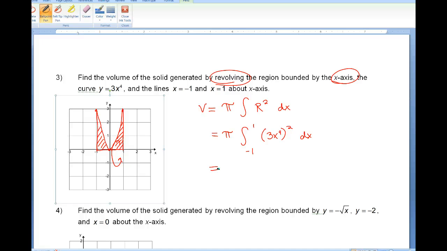Why is it squared? Pi r squared. It's rotating, so it's taking a circle. When it's flush against the x-axis, then you don't. Why does that matter?